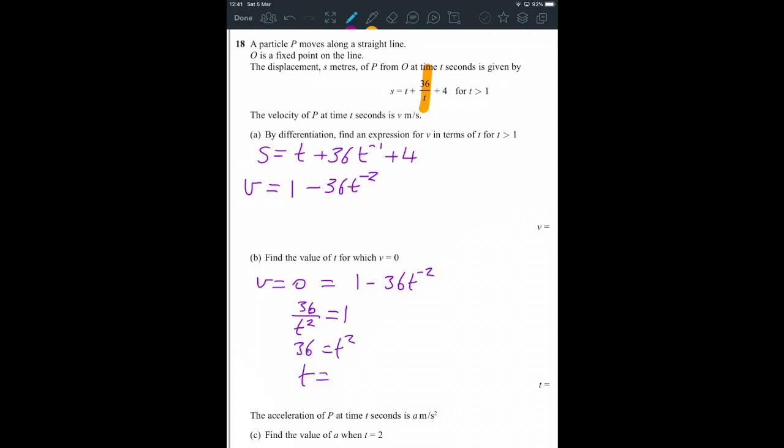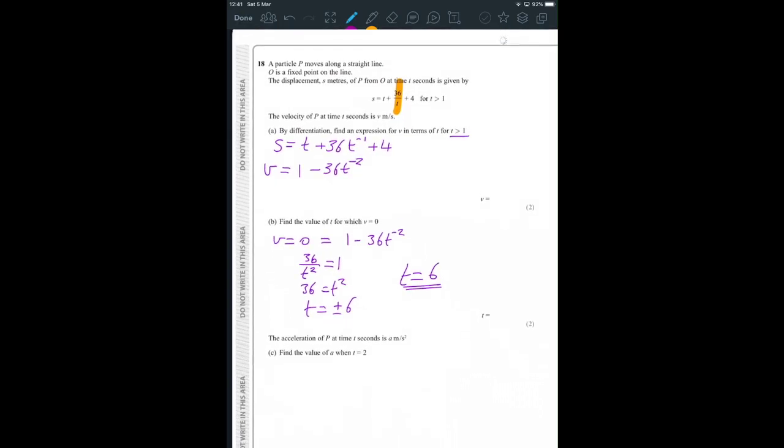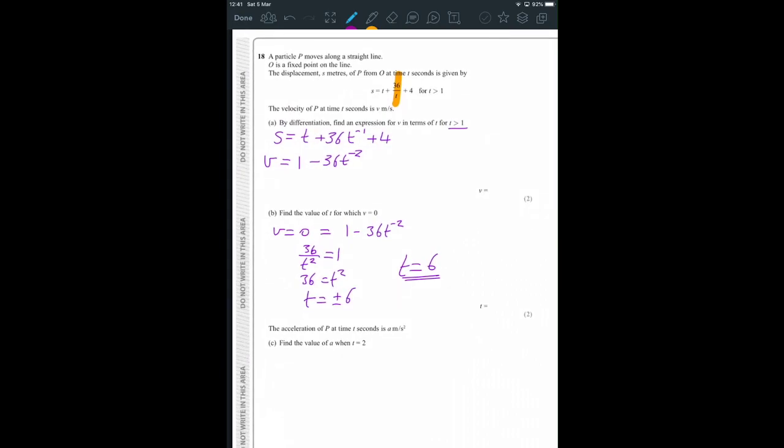So t is the square root, plus or minus 6. But the question told us that t was greater than 1. So t equals 6 is our answer. You might not get penalized if you forgot the negative root here, but it's worth always remembering.